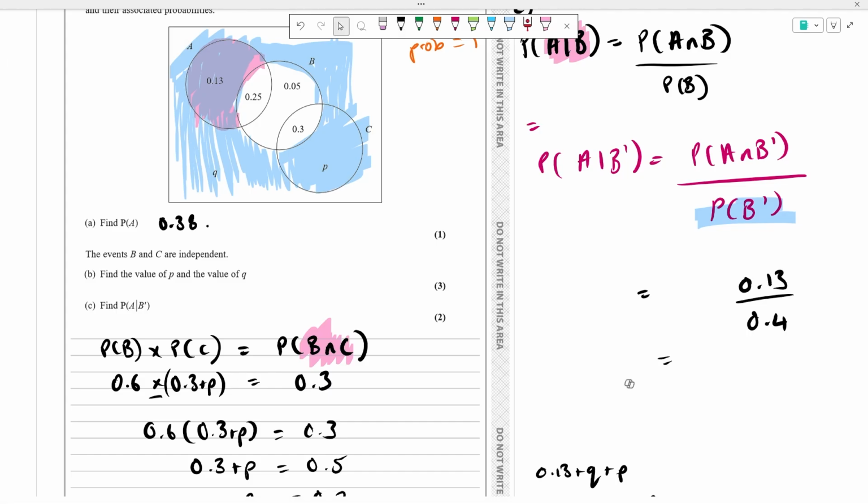And if you simplify this, you can see what this would be. This would be 13 over 40. Does it simplify? 13 is a prime, so I'm going to say no, but you can leave it like this. Okay, and that's going to be the final answer for part C.